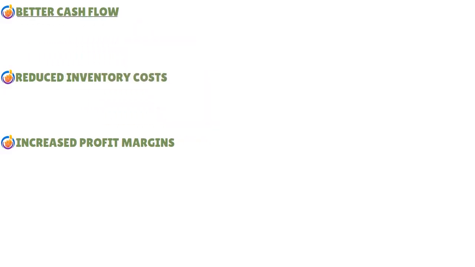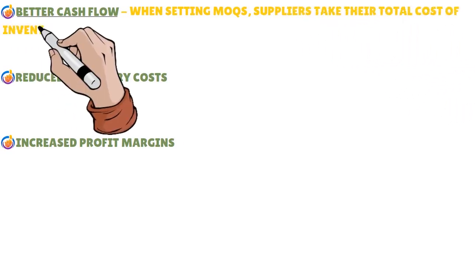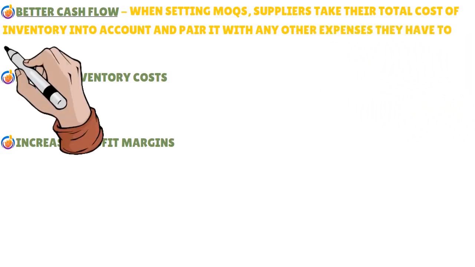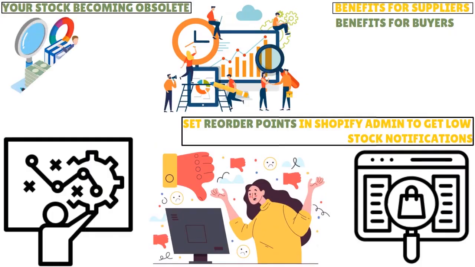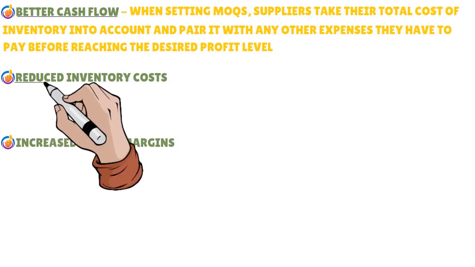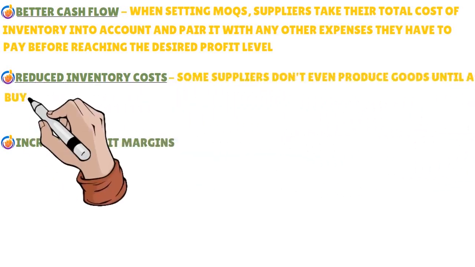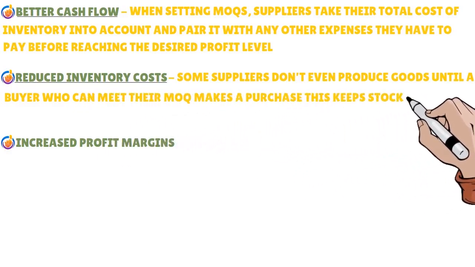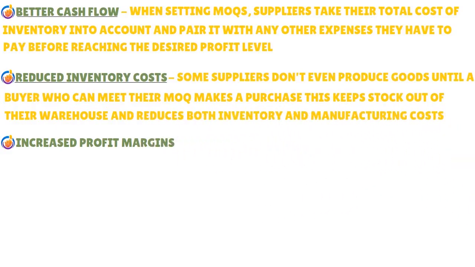So when I speak about better cash flow, when setting MOQs, suppliers take their total cost of inventory into account and pair it with any other expenses they have to pay before reaching the desired profit level. So when this is managed well, their cash flow is healthier and more predictable. You also have reduced inventory costs. Some suppliers don't even produce goods until a buyer who can meet their MOQ makes a purchase. This keeps stock out of their warehouse and reduces both inventory and manufacturing costs.